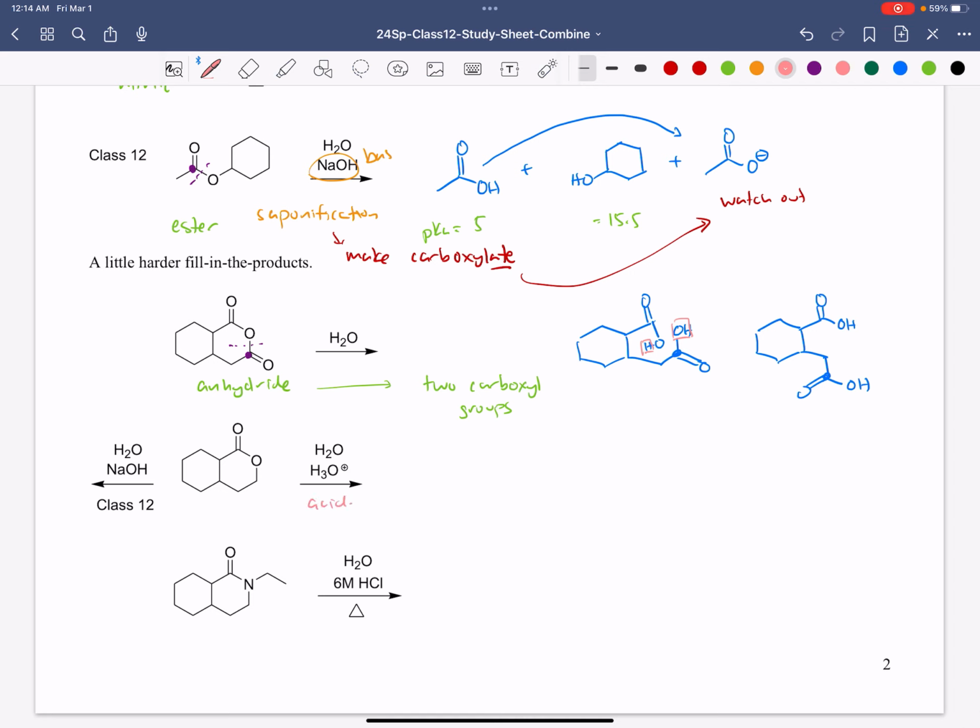Acid-catalyzed and saponification. So let me do saponification here.